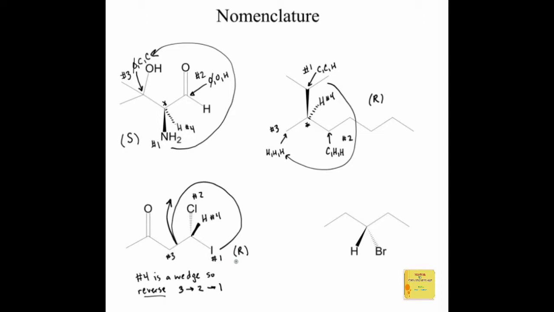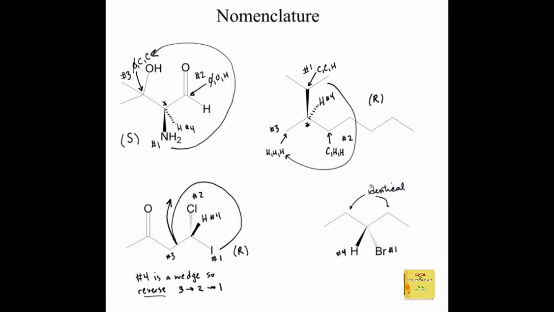If we try and assign the configuration R or S, bromine is number 1, and hydrogen is number 4, as always if you have a hydrogen. And how about the other two groups? When we go to rank these 1, 2, 3, 4, what do you see? Well, this is a tie. This is a carbon and a carbon, and they're both CH2s. And then when we move out, these are both CH3s. So these two groups are identical.